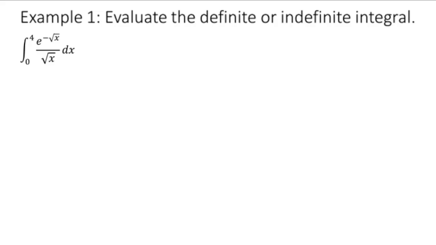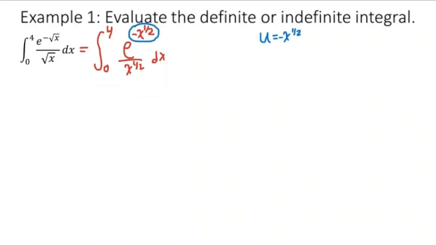To help us with our substitution, let's first rewrite our square roots with exponents. So each square root we'll rewrite as x to the 1/2 power. Here I need to pick an expression for u. Since I see negative x to the 1/2 as my exponent to e, I'm going to try making that my u. So we'll set u equal to negative x to the 1/2. Now we'll find our du, and we get that du equals negative 1/2 x to the negative 1/2 dx. Since we don't have a negative 1/2 in our integrand, we can multiply both sides of our differential by -2, and we get that -2 du equals x to the negative 1/2 dx.